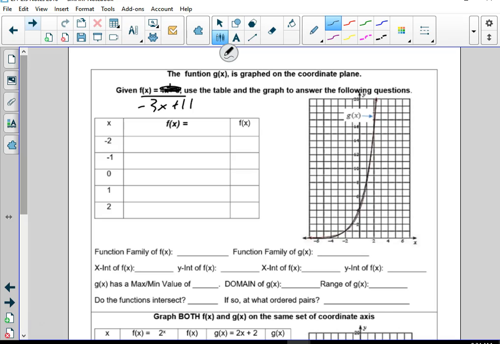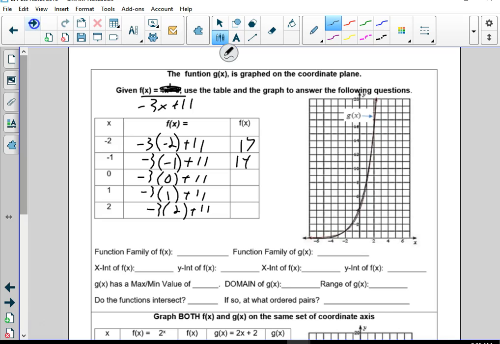Okay, so we're going to put negative 3 times negative 2 plus 11. Negative 3 times negative 1 plus 11. Negative 3 times 0 plus 11. Negative 3 times 1 plus 11. And negative 3 times 2 plus 11. So negative times negative is positive 6 plus 11 is 17. Now we're going to get 14, 11, 8, and 5, after we crunch the numbers.